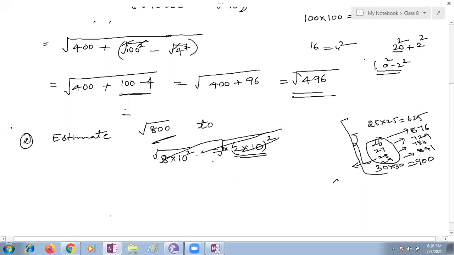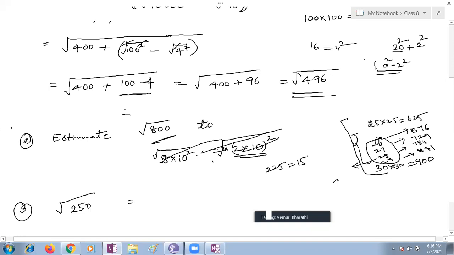Okay, ma'am. Next one, the same way, the square root of 250. You can estimate here also. Why? Because we didn't have 625. 225 is 15 square. Then 16 square is nothing but 256. You see, this is 225, this is 256. What is our number here?